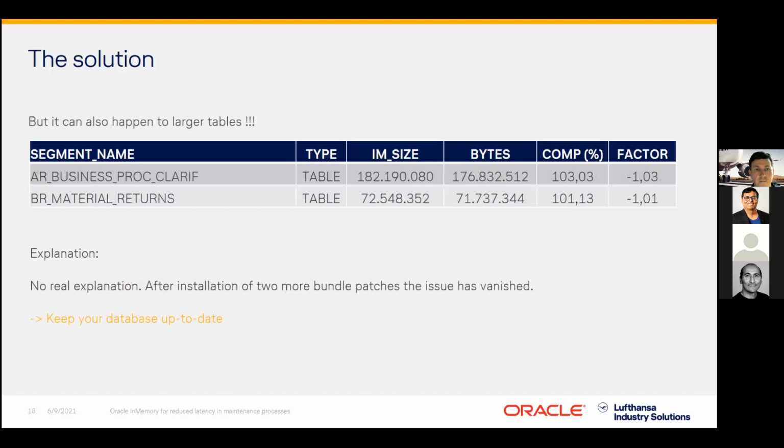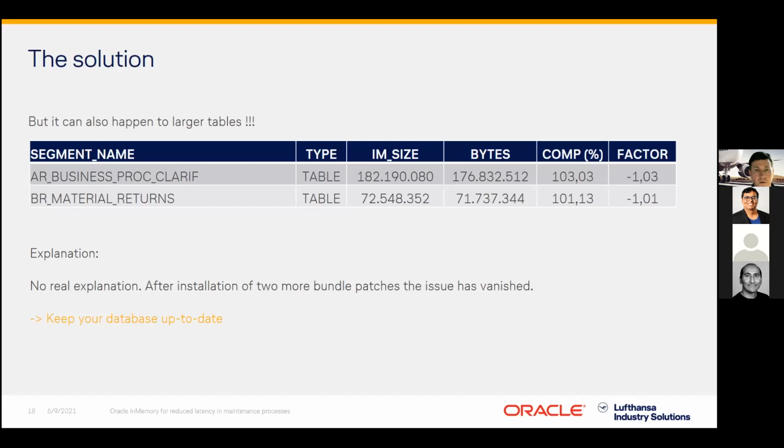The second case were 2 tables of significant size that showed the same effect. Their size in in-memory was larger than the original size on disk. Reloading these tables didn't change the behavior either. Nevertheless, we decided to leave them in memory. Unfortunately, we lost track of this issue as our main interest was if in-memory would speed up our statements. So we cannot really say at which point this issue vanished. We installed 2 more bundle patches in the meantime, and maybe one of them fixed that misbehavior, because at any time these 2 tables were compressed as well. It didn't occur again until today, so we filed it away.